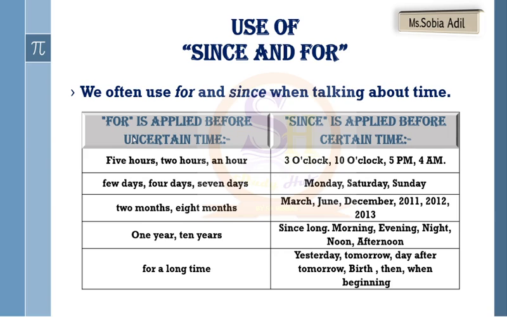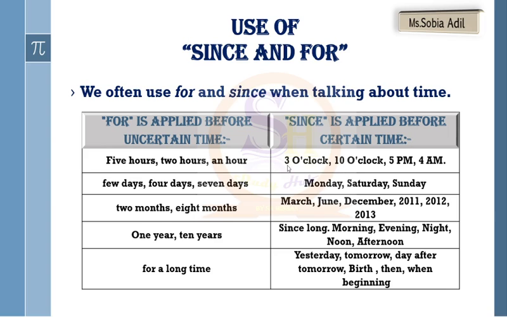Where you do not have a definite time, where you are not sure about the time, there you will use for. For example, 5 hours, 2 hours, few days, 4 days, 7 days, 2 months, 8 months, 1 year, 10 years, for a long time. If these types of times are mentioned in the sentences, you are to use for with those. But if we talk about since, you will use it when the time is certain, sure, definite, about the accurate time.